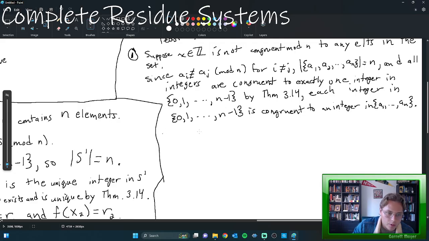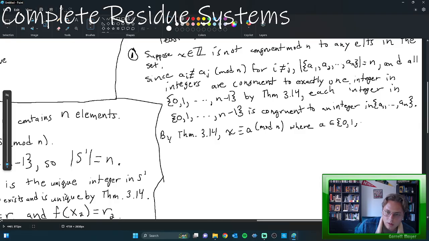So by theorem 3.14, x is congruent to a mod n, where a is contained by this set, and then also ai is congruent to a mod n where i is in this set.